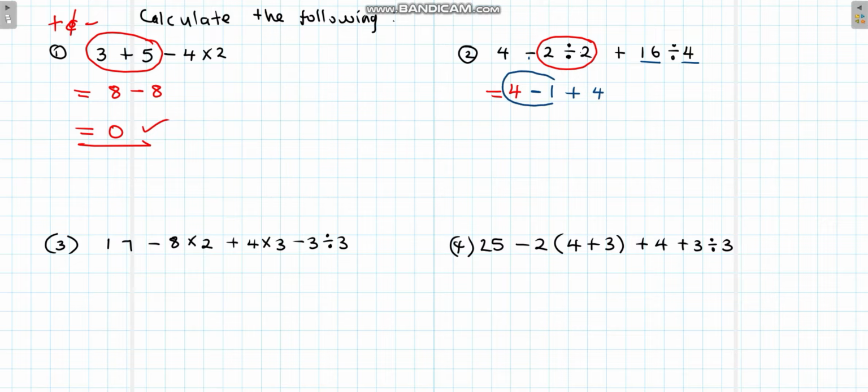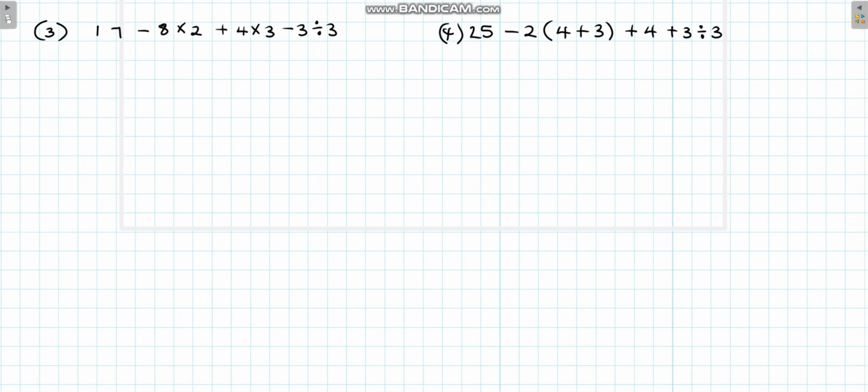What is 4 minus 1? 4 minus 1 is what? It's 3. Then we still have that plus 4. 3 plus 4 is what? 7. So our answer becomes 7. Okay. Now let's continue to our next question.